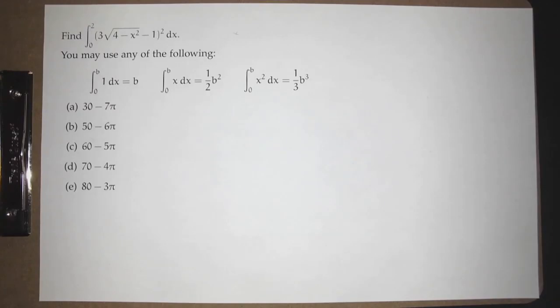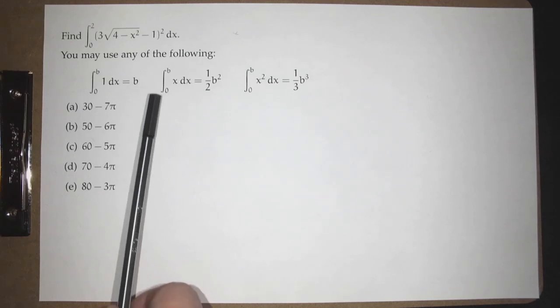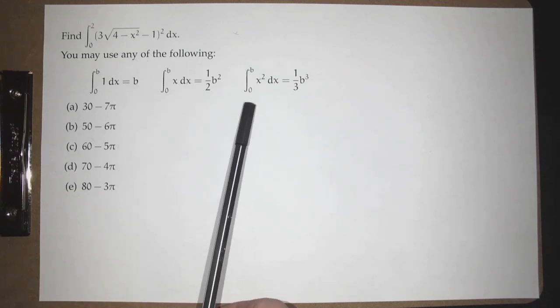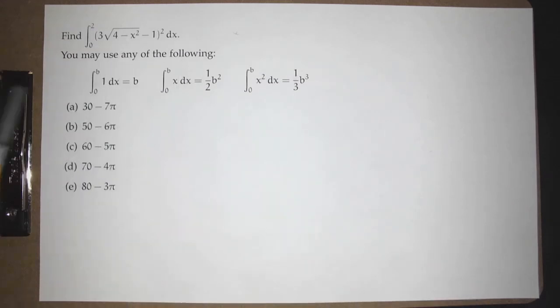We can do a warm-up problem. Find the integral from 0 to 2 of (3 square root of (4 minus x squared) minus 1) quantity squared dx. And you may use any of the following. The integral from 0 to b of 1 dx is b. Integral 0 to b of x dx is a half b squared. Integral from 0 to b of x squared dx is 1/3 b cubed. These are all things that we have proved using Riemann sums. We will have better ways to do that by the end of today. You have some options.